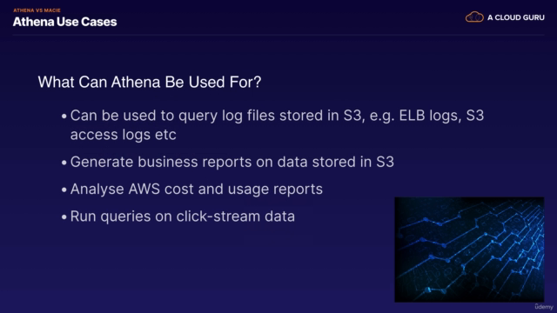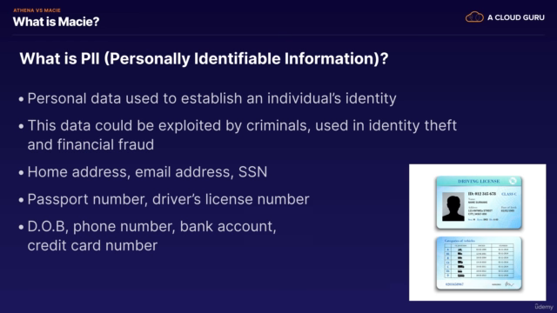So now that we know what Athena is, what is Macie? Well, let's start with what PII is first. What is PII? PII is just personally identifiable information, and this is information that's used to establish a person's identity. So this data could be exploited by criminals and used in identity theft or financial fraud. Some examples of PII might be your home address, it could be your email address, could be your social security number, your passport number, your driver's license number, your credit card numbers, your date of birth, phone number, bank account number, credit card number, etc. That's all that PII is.